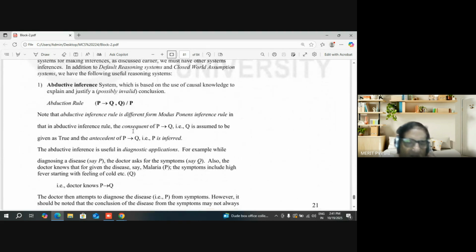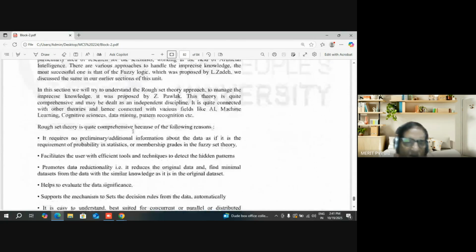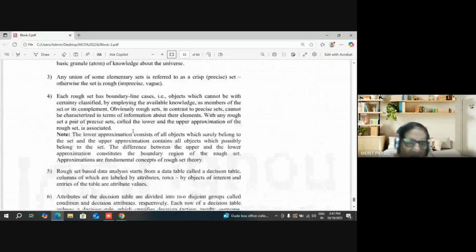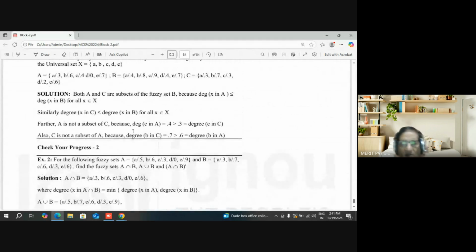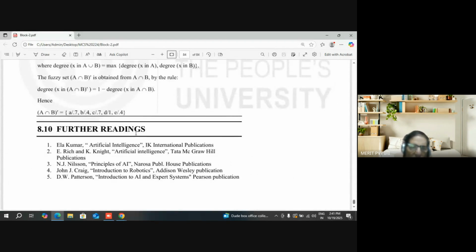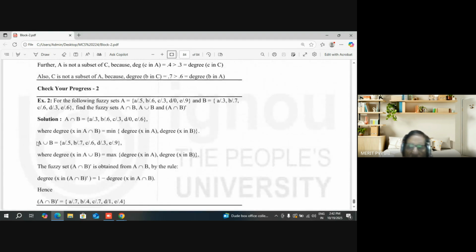Fuzzy inference, rough set theory, we have done that too. So you can see that we compared the rough set theory and fuzzy theory. That covers up the last chapter.